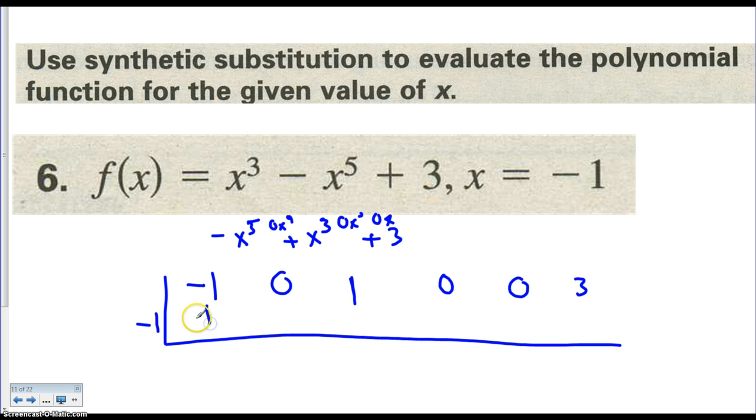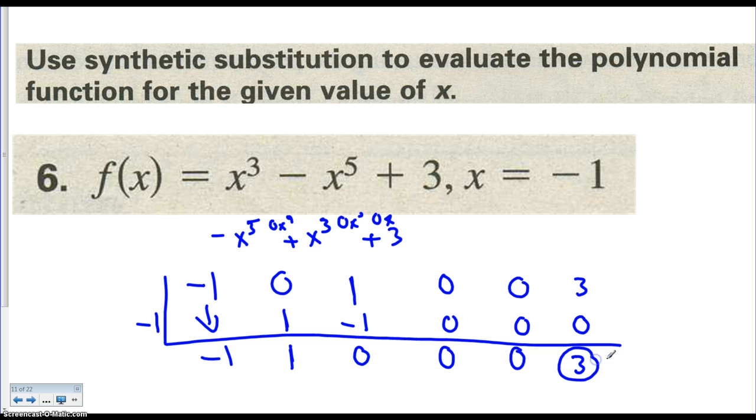So I'm going to bring down my first term of negative 1. Multiply this bottom row by negative 1. So negative 1 and negative 1 is 1. 0 plus 1 is 1. Negative 1 times 1 is negative 1. 1 plus negative 1 is 0. Negative 1 times 0 is 0. 0 plus 0 is 0. Negative 1 times 0 is 0. 0 plus 0 is 0. Negative 1 times 0 is 0. So 3 plus 0 is 3.